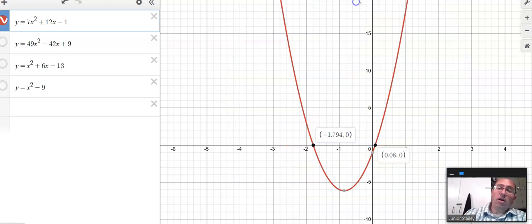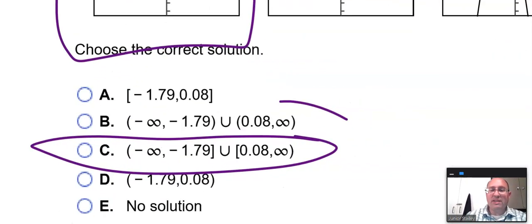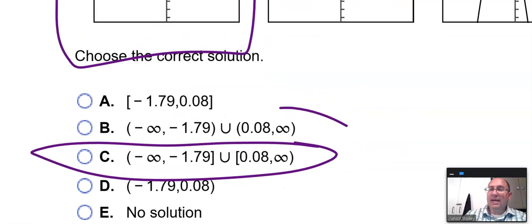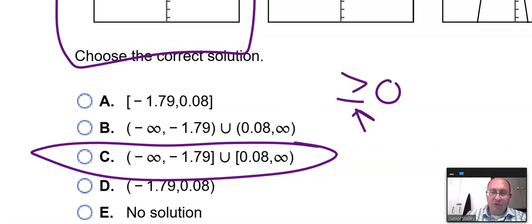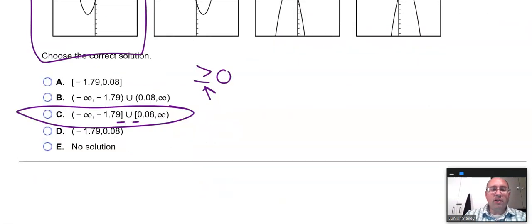So, if I go back, let me close this, jump back over here. You can see the answer to the question, negative infinity to negative 1.79 union. Ooh, I almost circled the wrong one. Why did I almost circle the wrong one? What's different about B and C? B does not include the endpoints. Because we had the equal to 0 part, the equal to caused me to need those brackets. If it was not equal to, then I would not. Ooh, did I go past? Oh no, I did a good job.